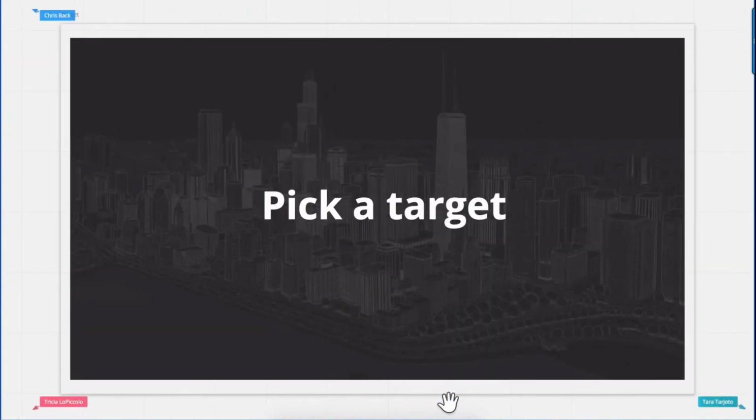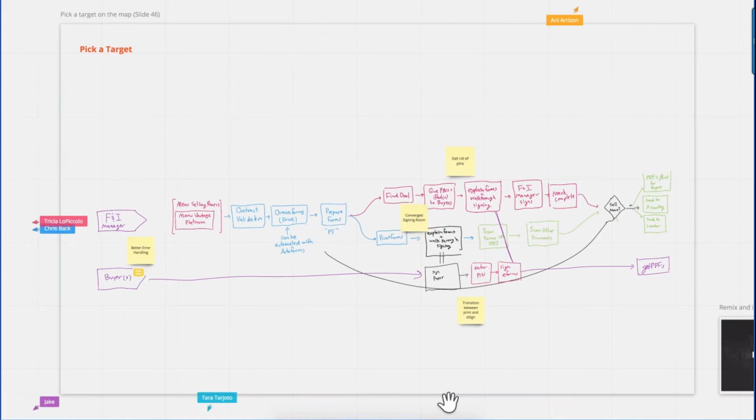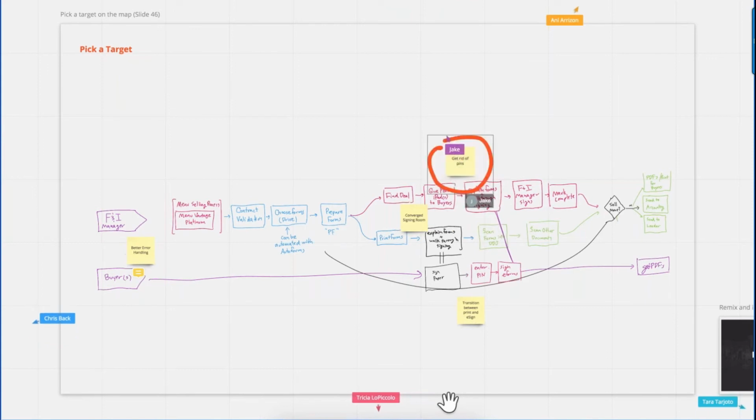Now it's time to identify a target. The team works together to identify areas on the map to target. Using the board's drawing tools, it's easy to select and erase target areas. So you can see the stickies have identified the moments of truth where we have opportunities for better air handling, getting rid of pins, converging information in the signing room, and the team then considers what are those critical areas of target. And this helps us hone our prototype when we get to that section of the design sprint.